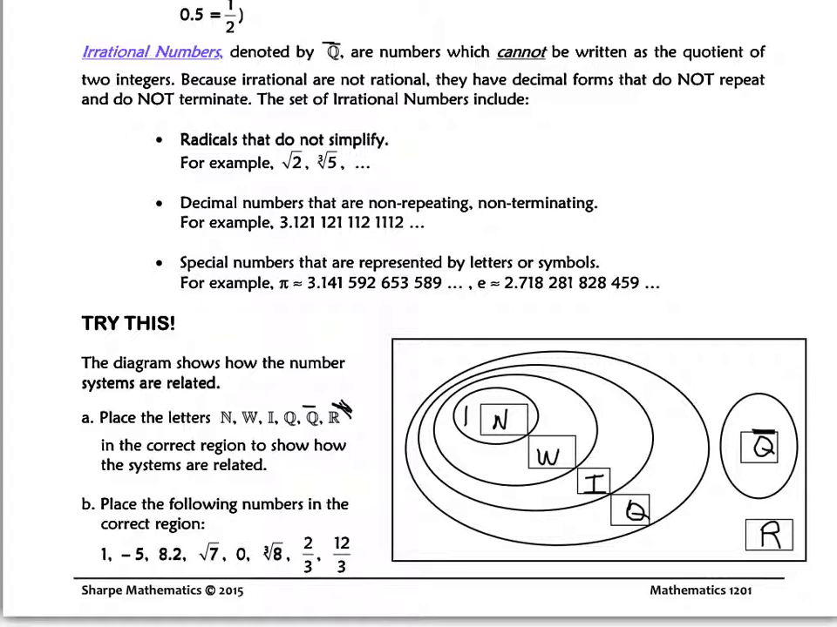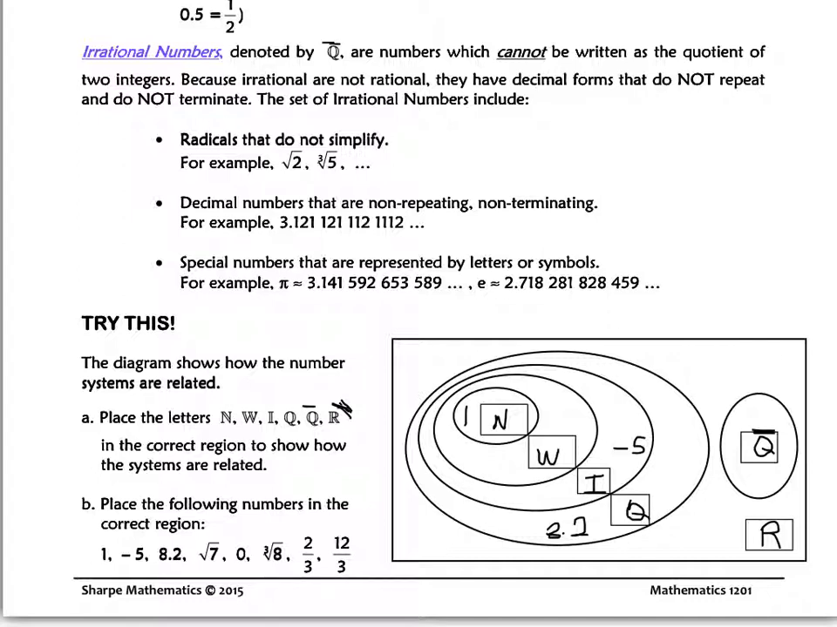And -5 is not a natural, is not a whole, but it is an integer, and it is a rational and a real. So putting it in here, we know that it's a set of the outside circle and the outside box. 8.2 is a terminating decimal, so that is a rational number, but it's not an integer, whole, or natural, so it would be out in this part of the circle.